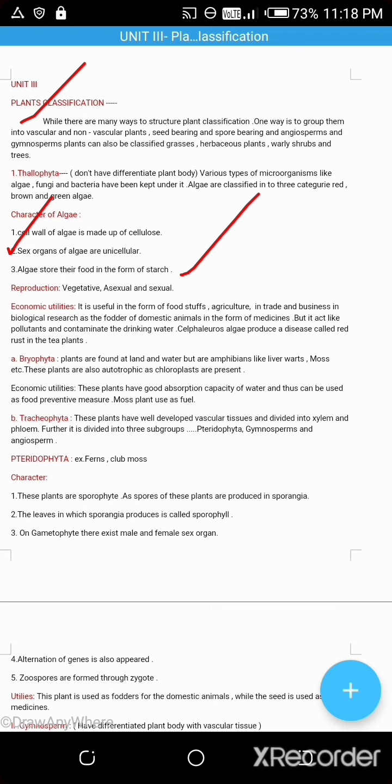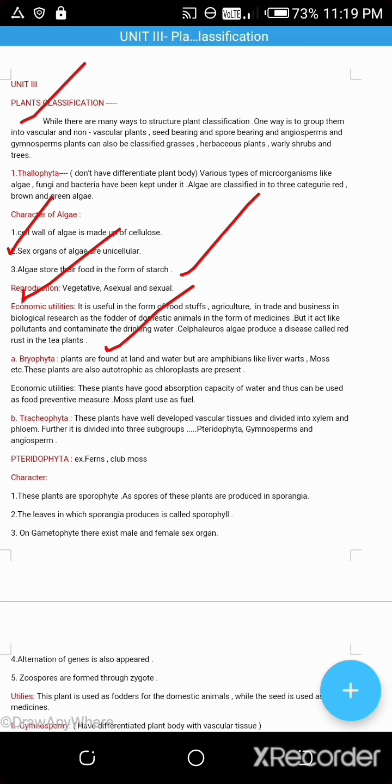Now, reproduction. The types of reproduction of algae: vegetative, asexual, and sexual. Now, economic utilities. It is useful in the form of foodstuffs, in agriculture, in trade and business, in biological research, as fodder for domestic animals, and in the form of medicines, but it also acts like a pollutant and contaminates drinking water. Sulfurous algae produce a disease called red rust in tea plants.